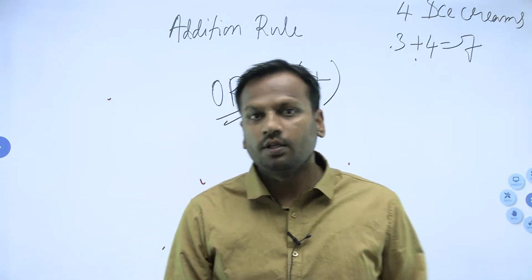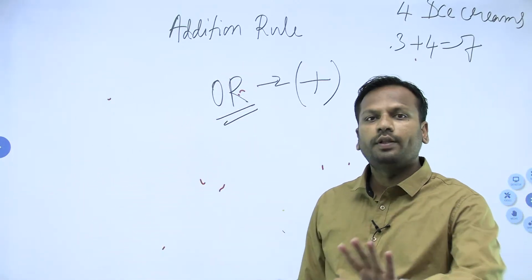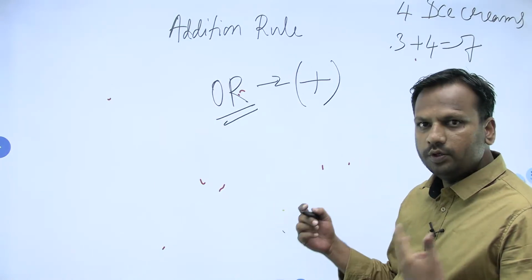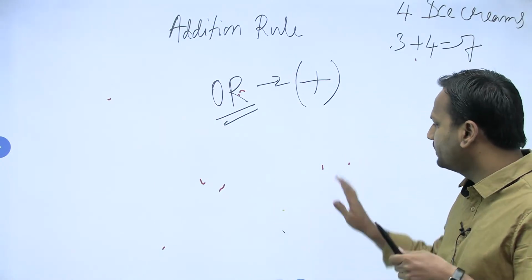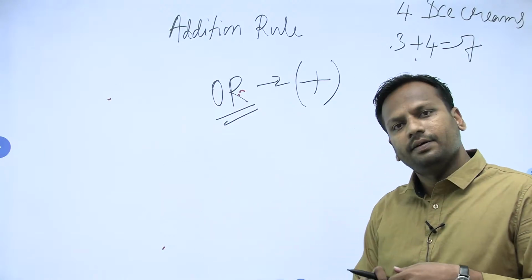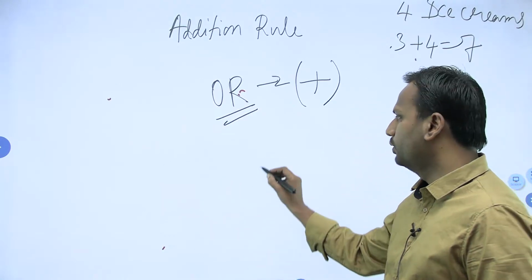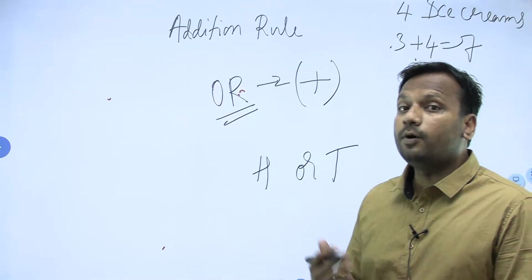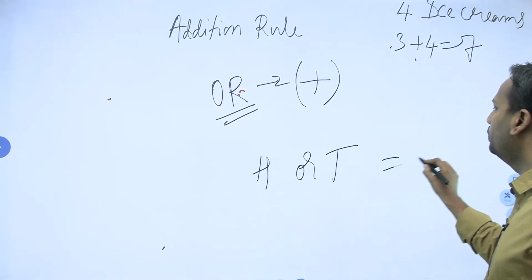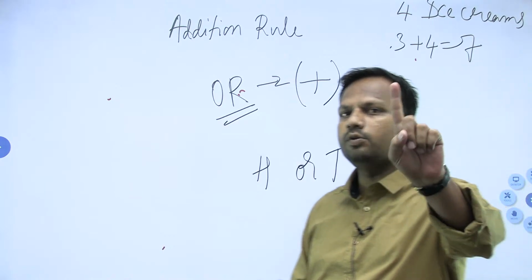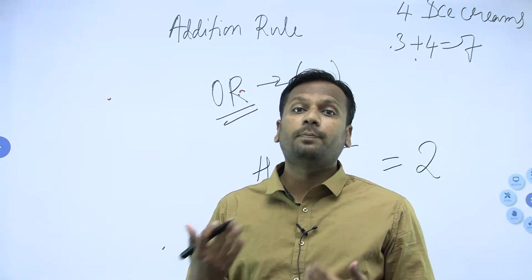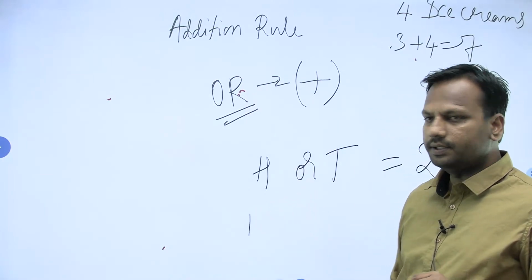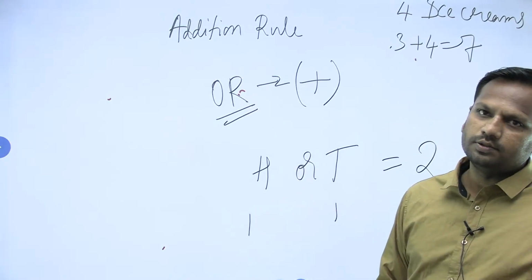Got it now? Let me take one more example of tossing a coin. When you toss a coin, what is the outcome? You may get head or you may get tail. Total possibilities are how many? Two. Two possibilities, but the outcome you will be getting is only one. Occurring head is one of the chances, occurring tail is also one of the chances.